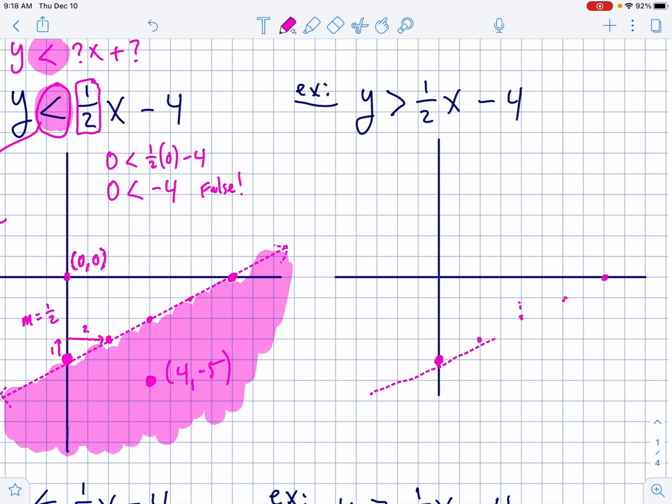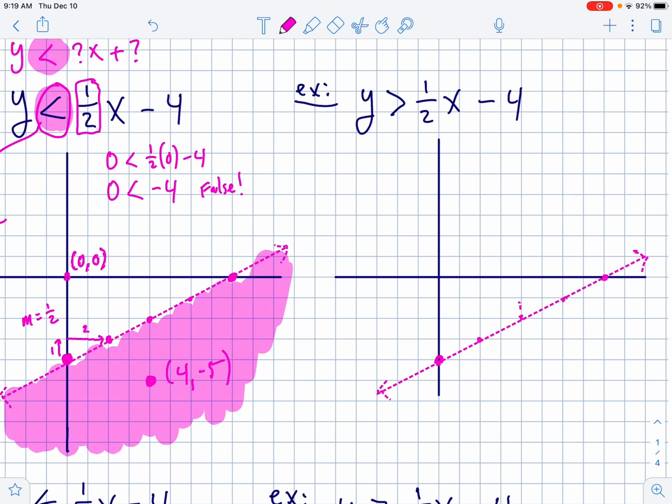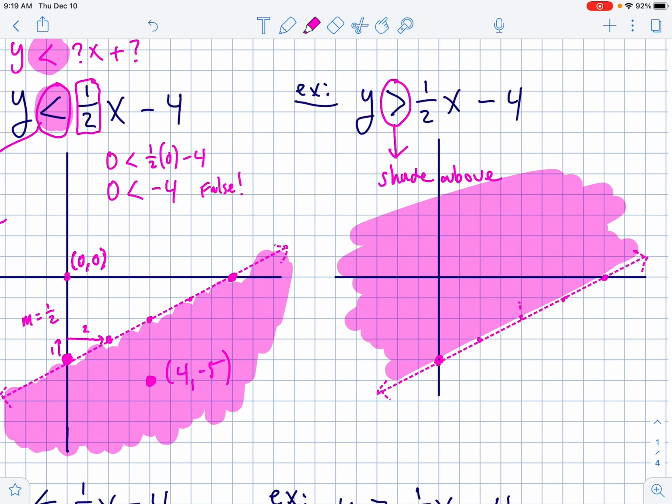Because it's just a less than or greater than, we're going to use a dashed line that goes through those points. The only thing that's going to be different about this one is the shading. Because the y is on the left, we can use the rule of saying that because this is greater than, this is going to mean shade above the line. So you could test a point, like you could plug in 0, 0, and 0, 0, because it lives right here, will produce a true inequality. But here we're just going to shade above the line.